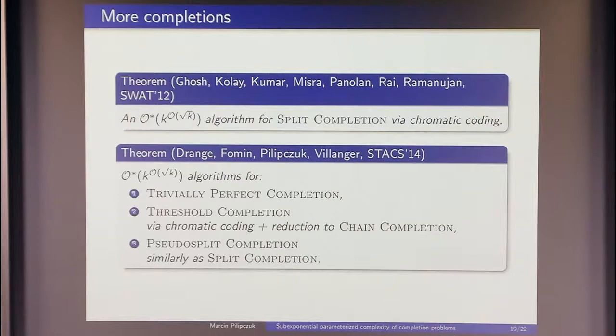So there was a paper from a bunch of people from Chennai, I think, at SWAT, that showed that for split completion you don't need any machinery, you just need chromatic coding. And there was a paper at STACS a few years back that essentially solved trivially perfect completion and a few other ones. But this was the main result up there, that trivially perfect completion in square root of k is subexponential.